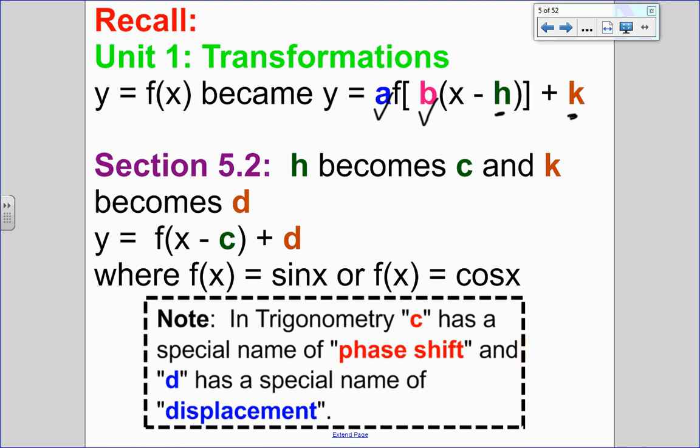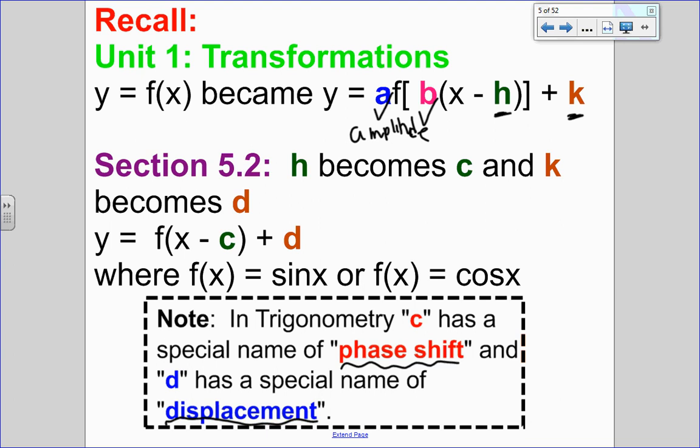And they all have their own special name. So remember A, the special name for A was amplitude. B didn't have its special name. So H we know is the horizontal translation, but in trigonometry we call it a phase shift. And K is my vertical translation, and in trigonometry we call it a displacement. So trigonometry is the one unit that they have their special names.